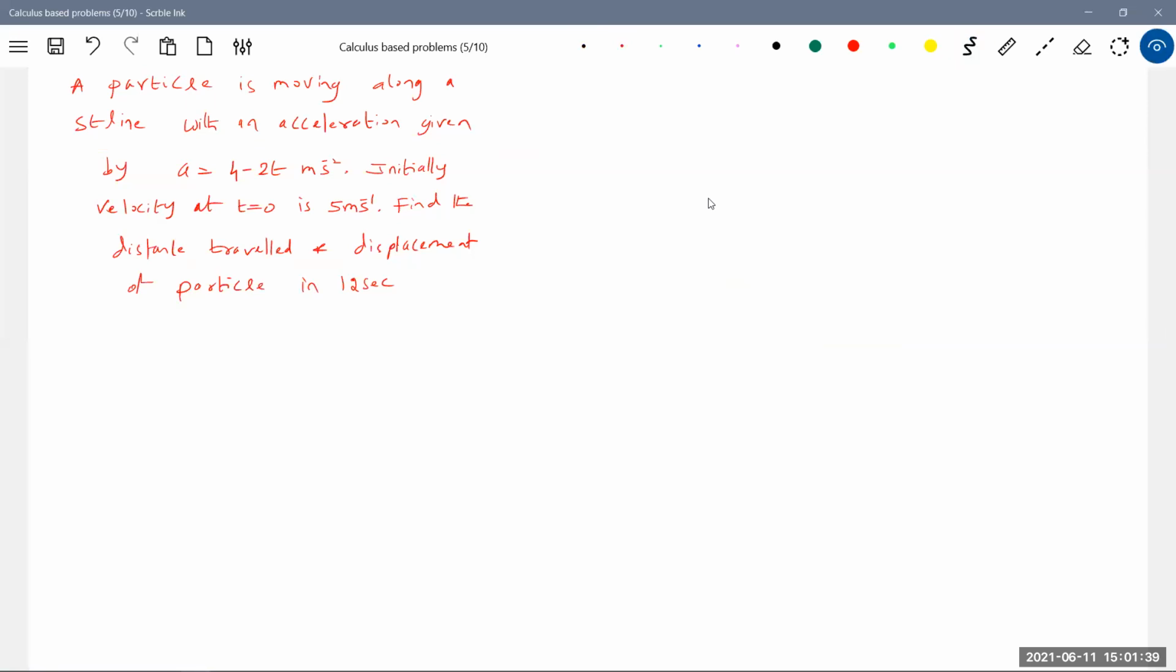Read the question. A particle is moving along a straight line with an acceleration given by [a = 4 - 2t]. The initial velocity at t equals 0 is 5 meters per second. Find the distance traveled and displacement of the particle in 12 seconds.